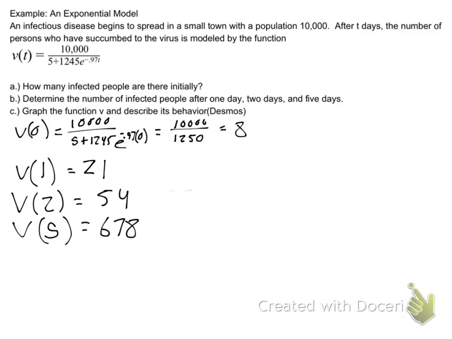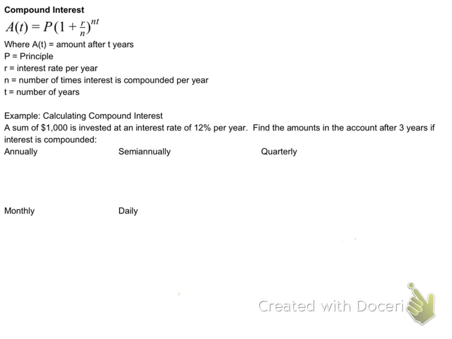So, on day 1, there's about 21 people. Day 2, there's 54 people. Day 5 ends up having 678 people infected. Oh man, this is getting bad. CDC better be contacted. Guys, we're going to pause this, and we're going to go to the Desmos to talk about the end behavior. So the next thing we have is compound interest.